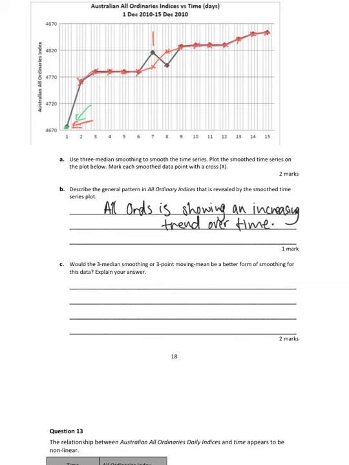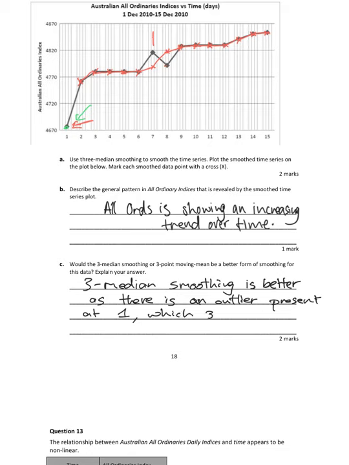So the 3 median smoothing. If you ever get asked this question, mostly 3 median smoothing is better, as there is an outlier present at 1, which 3 mean smoothing takes into account. Cool.